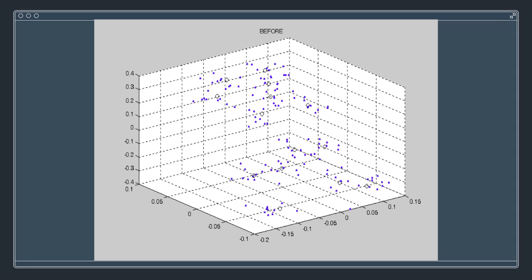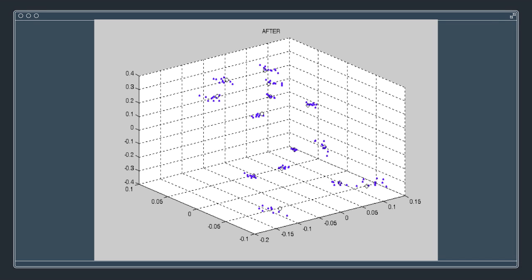This is before. This is after. Later you'll see planar projections from the top, front, and side. One of those will look like this.